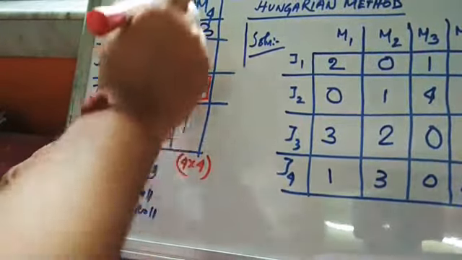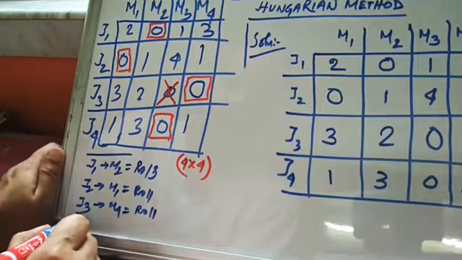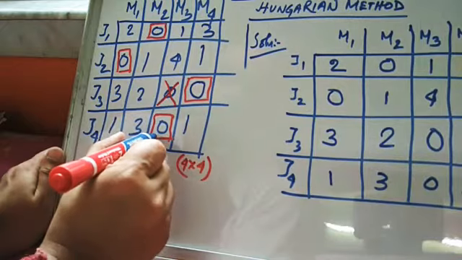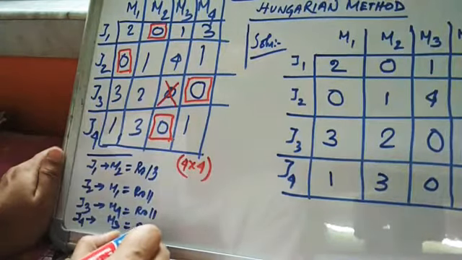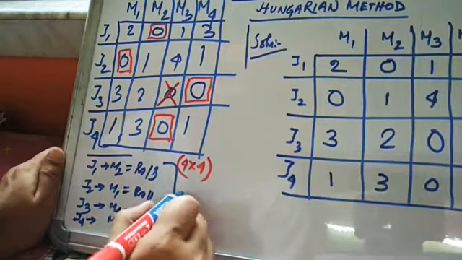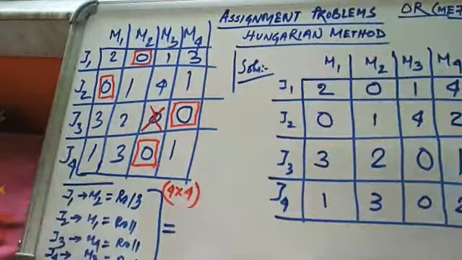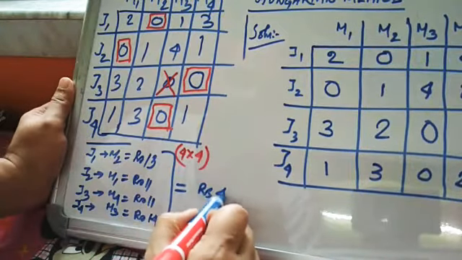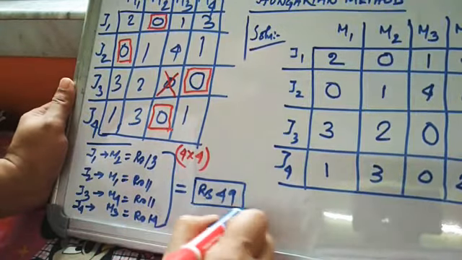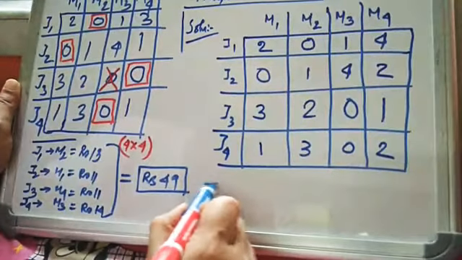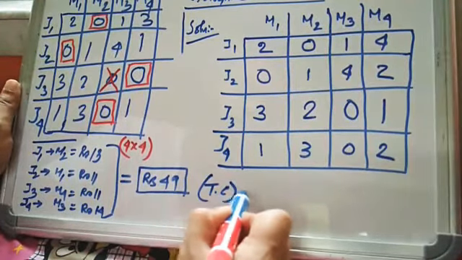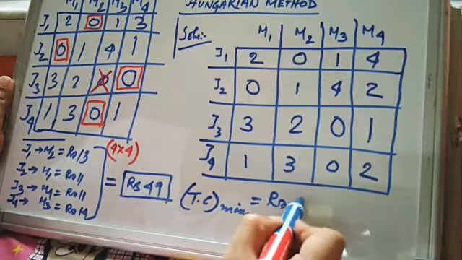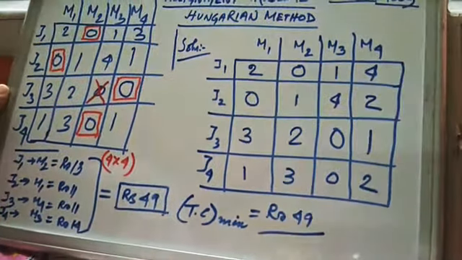And J4 is assigned to M3. In the original matrix, its value is rupees 14. Now adding, you will get rupees 49. So you can say the total minimum cost after assigning is rupees 49. So that's all. Thank you.